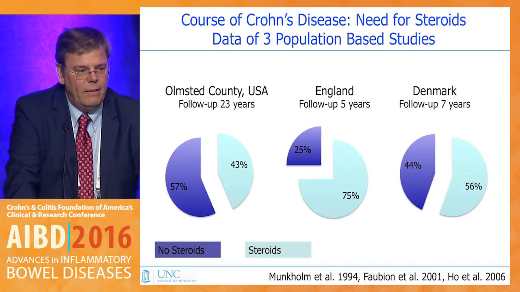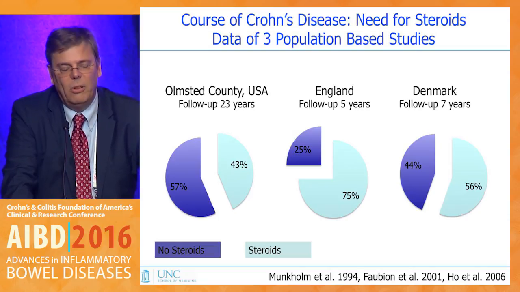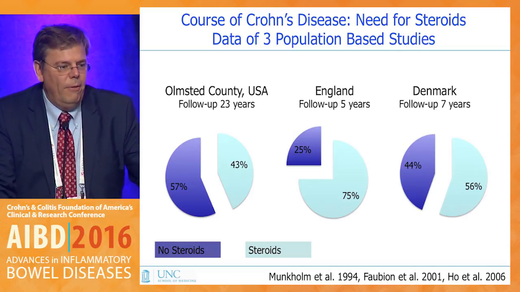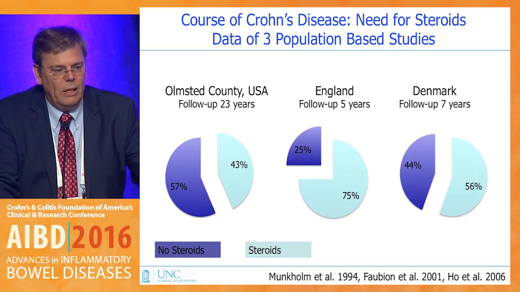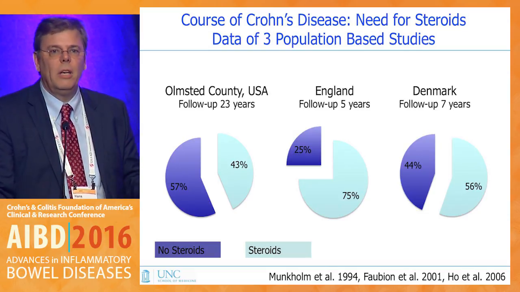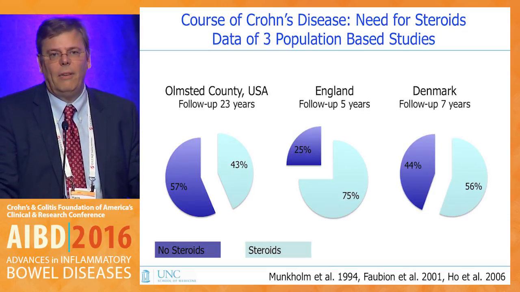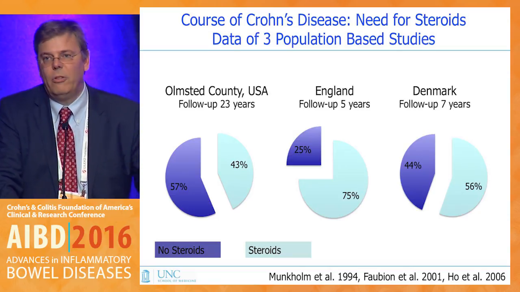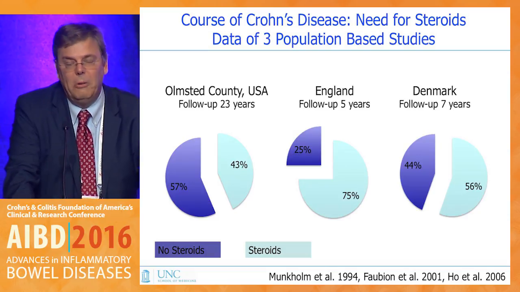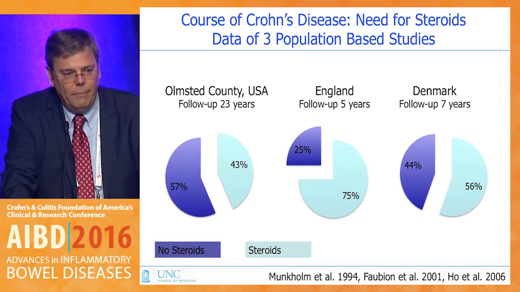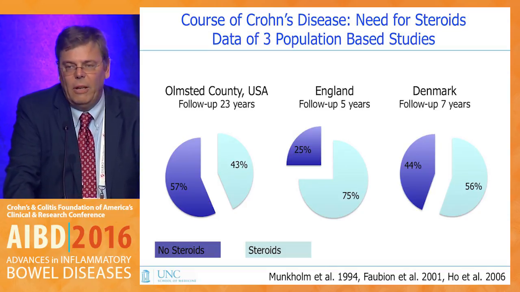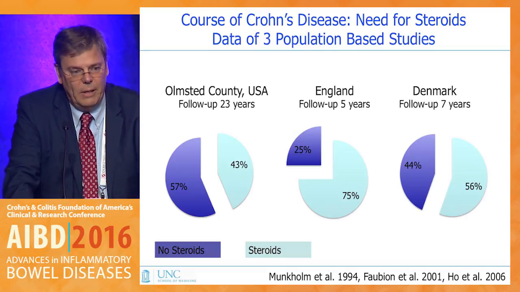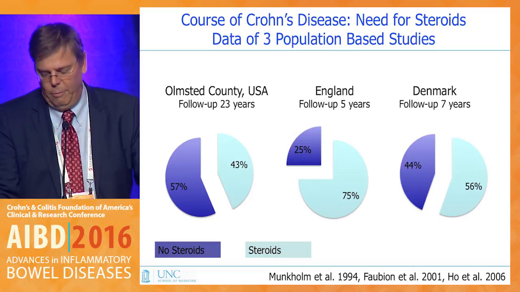There are good population-based studies in Olmsted County, in England, and in Denmark, which showed that in patients with Crohn's disease, 57% had no steroids in Olmsted County over a time period of 23 years. They never had steroids, but they didn't have azathioprine either or anti-TNF. So they were probably maintained on nothing or 5-ASA, which, according to our current guidelines, is not recommended anymore. But these are proven data. In England, about 25% of the patients never saw steroids for 5 years after the initial diagnosis. In Denmark, this is about 44% of patients.